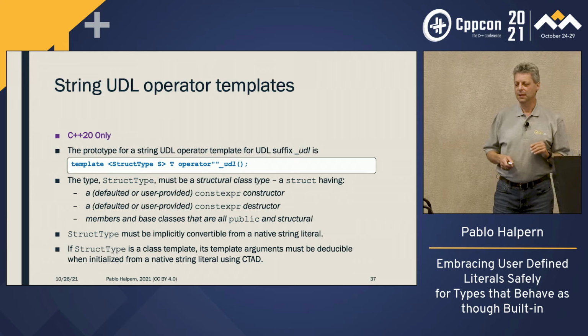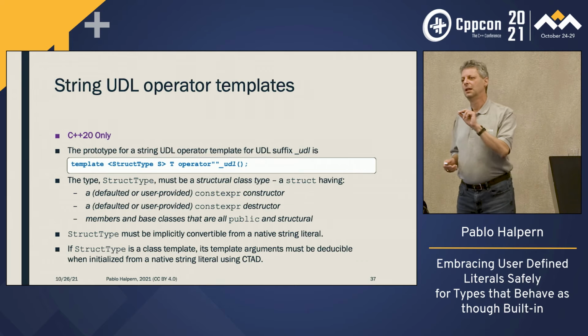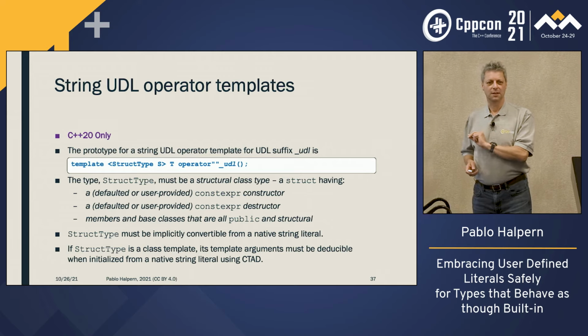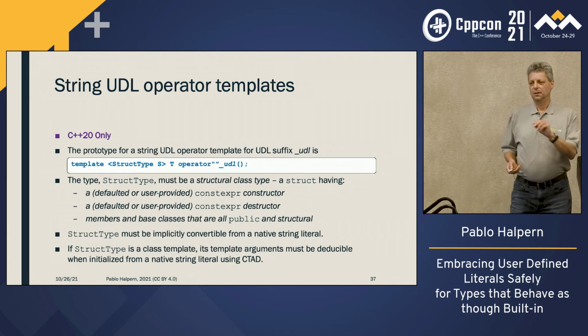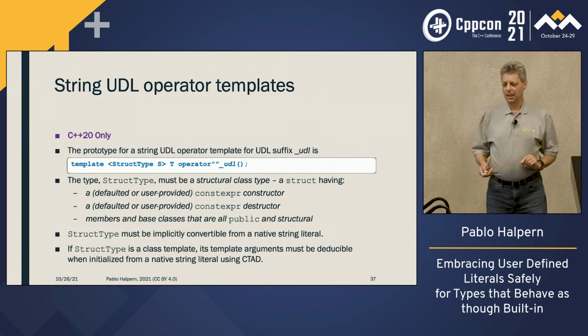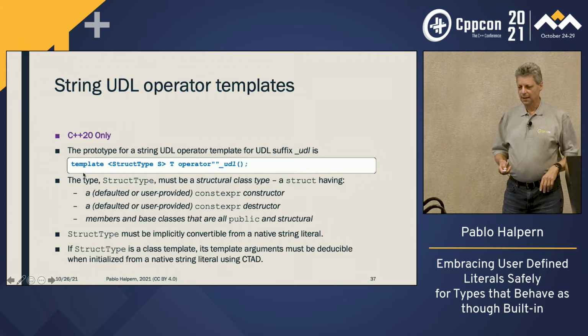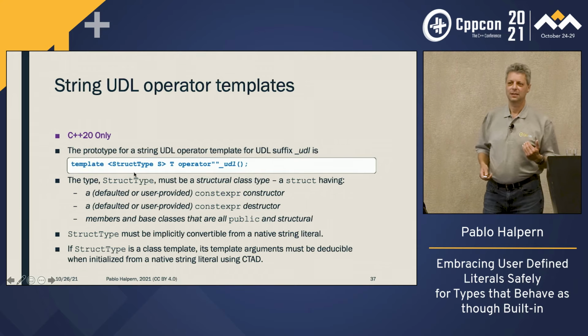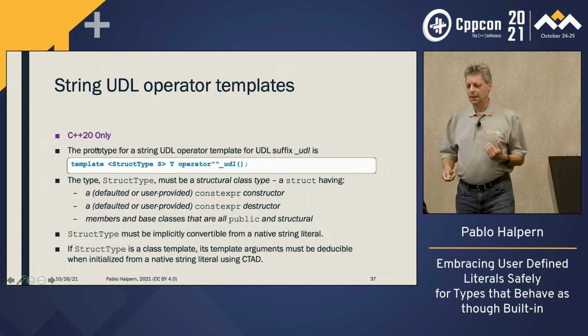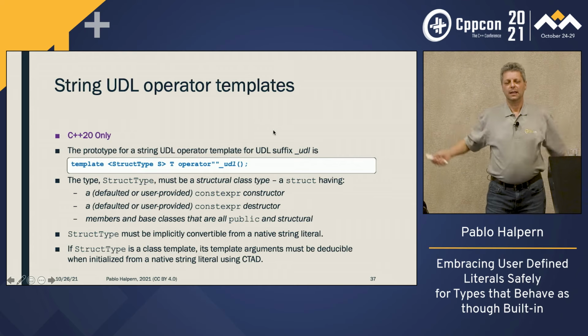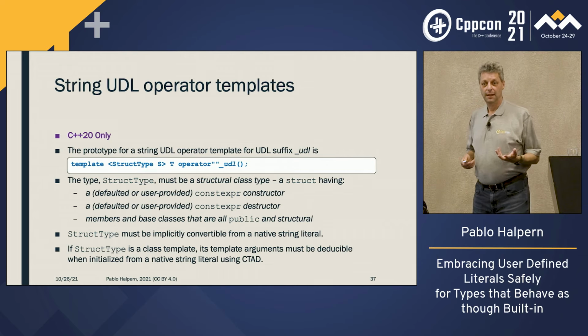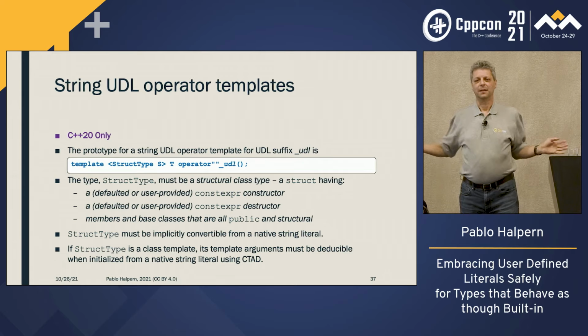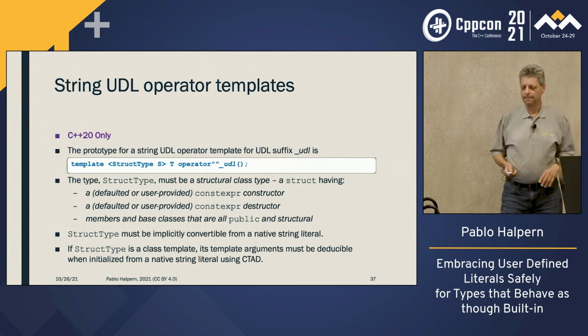String UDL operators are even a tiny bit more complex because they use a fancy brand new C++20 feature, which is the ability to use structural types as template parameters. So this is what the prototype looks like, and I'm not going to go into the C++20 semantics too deeply, but this type can be any structural type. It doesn't have to be called struct_type, and I suggest you don't call it that. Basically, a structural type is something that can be constructed and destructed at compile time, and that is all public. All the members are public, the base classes, if it has any, are public.